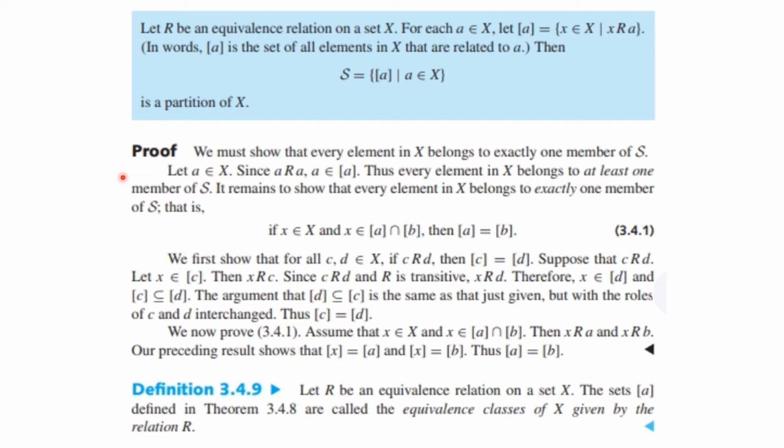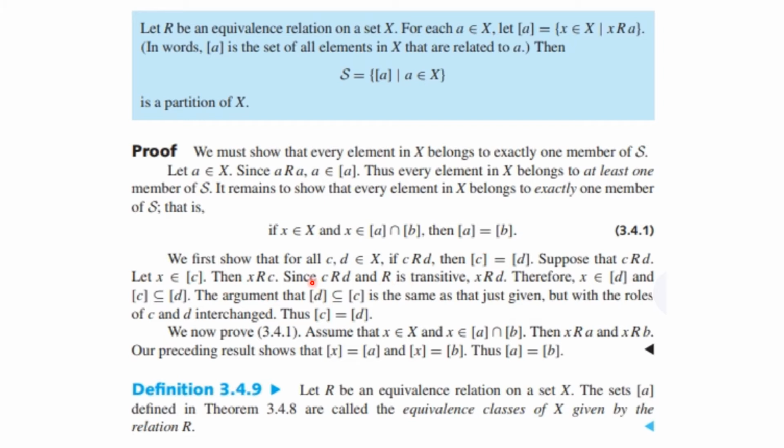Okay, so we have to show that every element of X belongs to exactly one element of S. And so we'll let a be an element of X. Since a is related to a, then a is in this equivalence class. Thus, every element of X belongs to at least one member of S. Now it remains to show that every element of X belongs to exactly one member of S. That is, if x is an element of capital X and x is in two of these equivalence classes, then the two classes are the same.